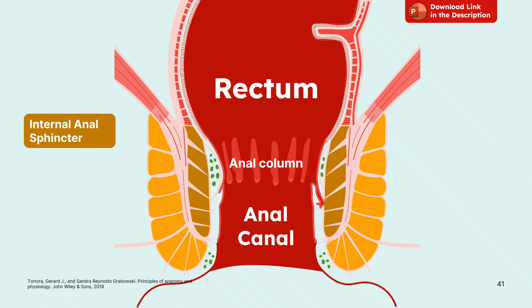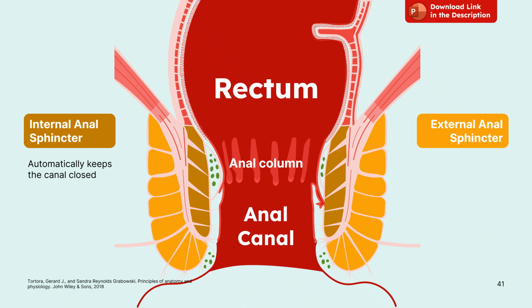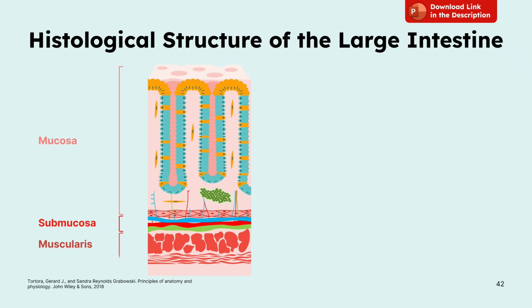The internal anal sphincter, an involuntary ring of smooth muscle, automatically keeps the canal closed, preventing the passage of feces until defecation. Meanwhile, the external anal sphincter, a voluntary muscle, provides additional control over the release of waste. Together, these sphincters regulate the passage of fecal matter and maintain continence, combining automatic and voluntary control in the process of elimination.